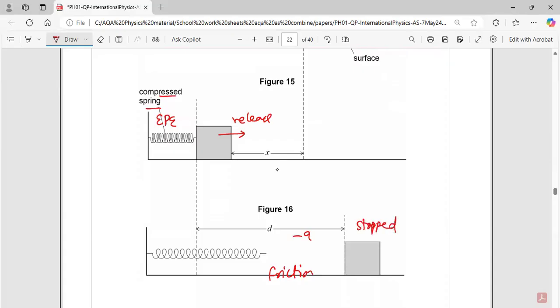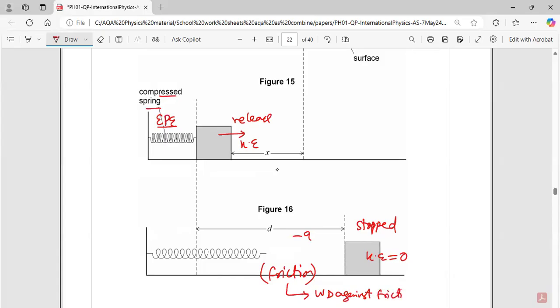So it means that initially it was elastic potential energy, at the point of release it was kinetic energy, and when it was going through this, it stopped, its kinetic energy 0. So all the kinetic energy is gone against work done against friction.